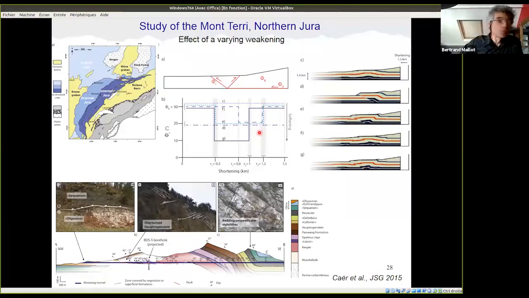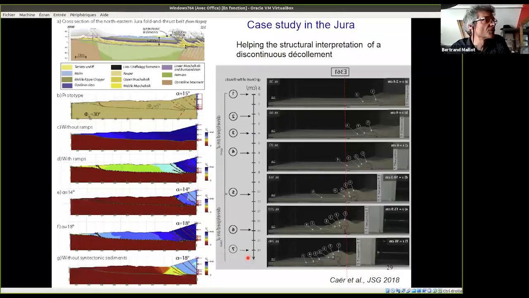So this is one exercise to reproduce this particular feature of the fold. Another problem that we addressed is the fact that the detachment is sometimes cut by a normal fold. This section is taken not far from the Monterrey, maybe 10, 20, 30 kilometers northeast of the Monterrey. And we see a structure that's 1 kilometer for the scale with a lot of faulting here.